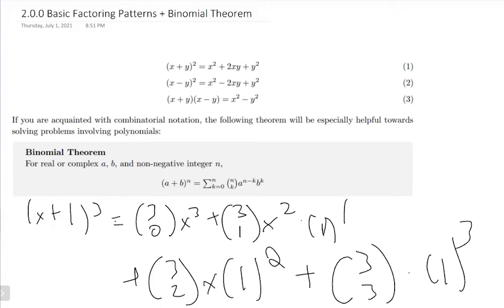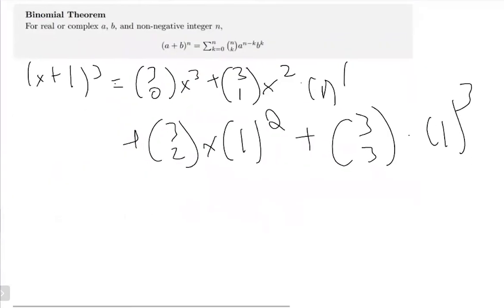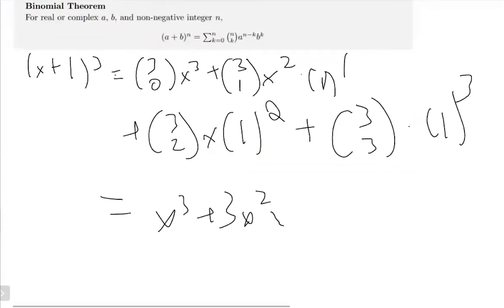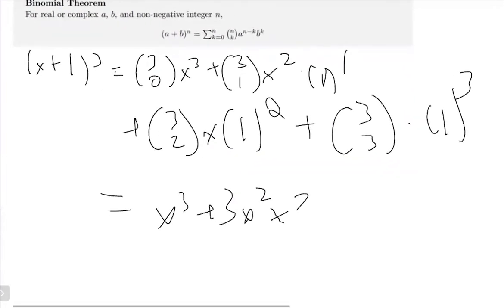So, if you evaluate this, you get that this is equal to x cubed plus 3x squared plus 3x plus 1. All right. So that is just how you would apply the binomial theorem in practice, and you'll get more used to it as you do more problems.